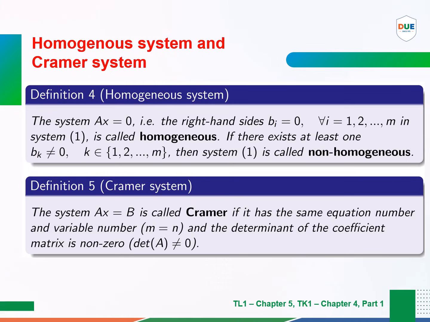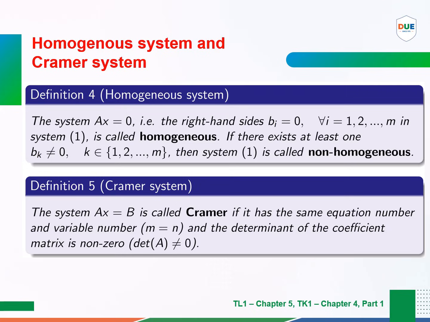We now introduce two special types of linear systems. First, a system is called homogeneous when every right-hand side value is 0. In matrix form, this is simply AX equals 0. If at least one right-hand side value is non-zero, the system is called non-homogeneous. One important property of a homogeneous system is that it always has at least the zero solution, where all variables are zero.